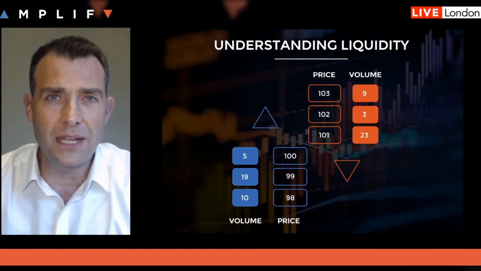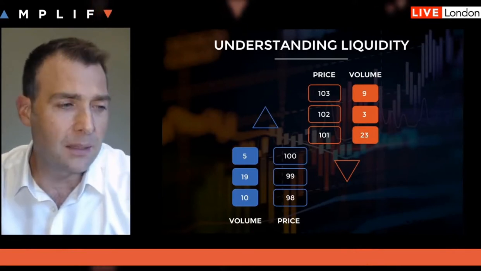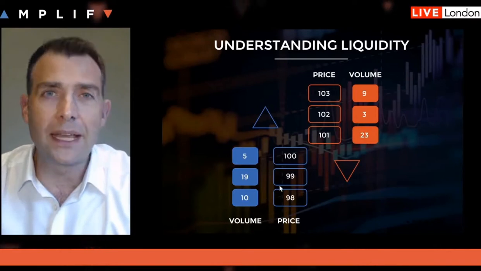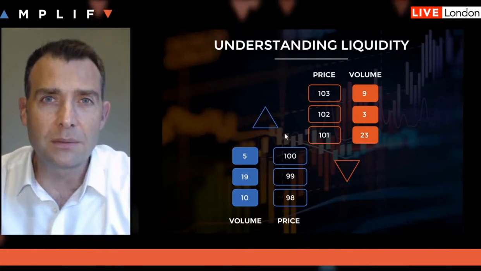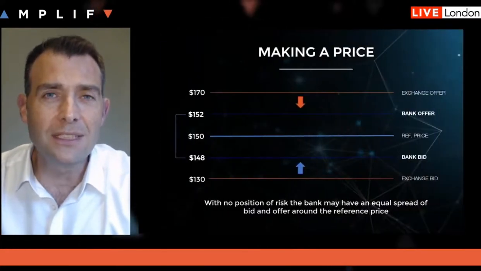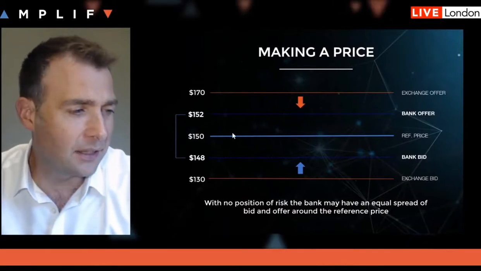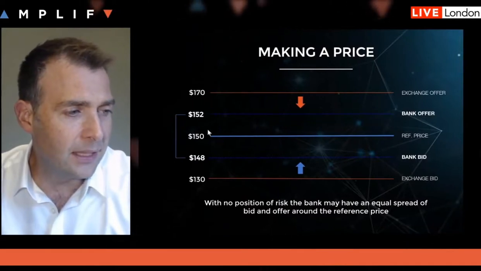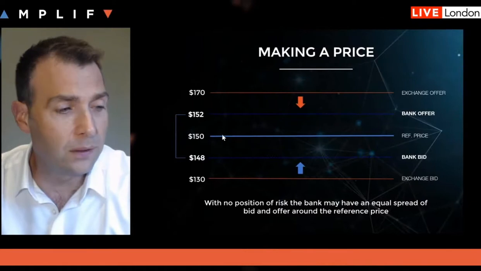Okay, and it's going to be the objective of the investment bank to try and make a price better than what I would get on the exchange without that investment bank. And this is really summarized in this chart here of making a price. So here, let's say we've got the reference price of 150.